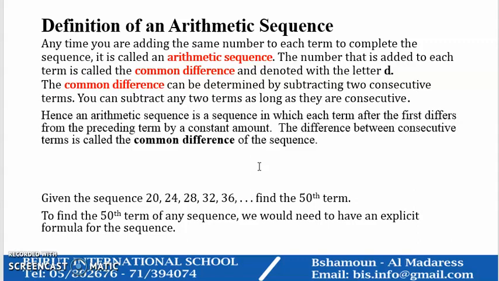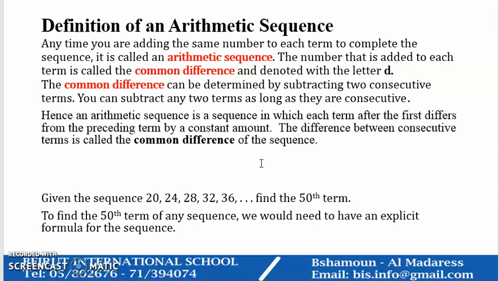You can subtract any two terms, by the way. There is no need to subtract only the second from the first, or the first from the second. Any two consecutive terms, if we subtract them, we obtain the common difference. You can subtract any two terms as long as they are consecutive. Hence, an arithmetic sequence is a sequence in which each term after the first differs from the preceding term by a constant amount. The difference between two consecutive terms is called the common difference.